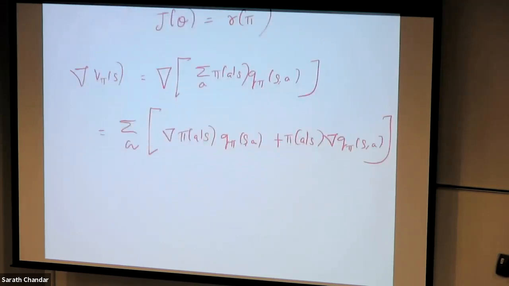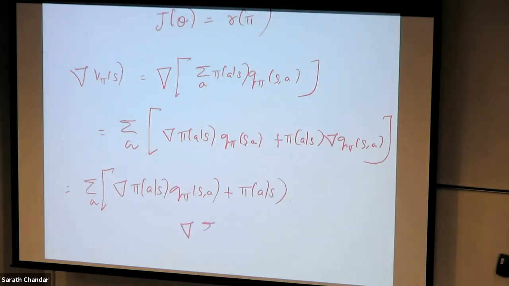So now I can expand this. This is where the average reward comes into the picture. So summation over a, the gradient of pi of a given s times q pi of s comma a, plus pi of a given s multiplied by the gradient of the summation over s dash comma r of p of s dash comma r given s comma a. Instead of r plus v pi, we are going to have r minus r theta plus v pi of s dash. Is that clear? My average reward is actually a function of the policy.